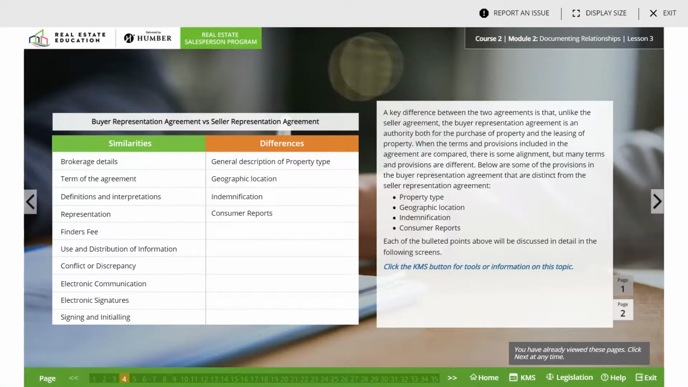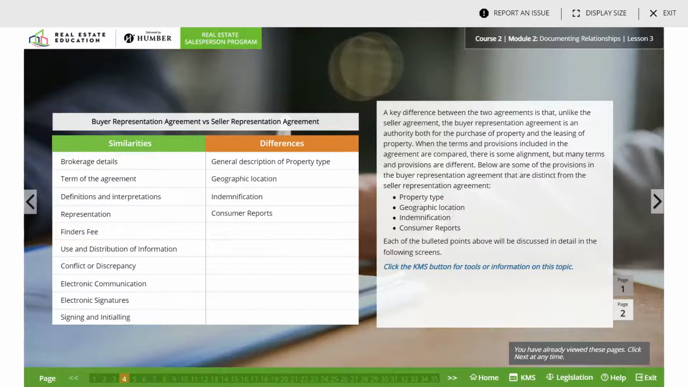If you go to page 2, a key difference between the two agreements is that, unlike the seller agreement, the buyer representation agreement is an authority both for the purchase of a property and the leasing of a property. When the terms and provisions included in the agreement are compared, there are some alignments, but many terms and provisions are different. The differences are general description of the property type, geographic location, indemnification, and consumer reports. So this was one of the pages that I found very useful.